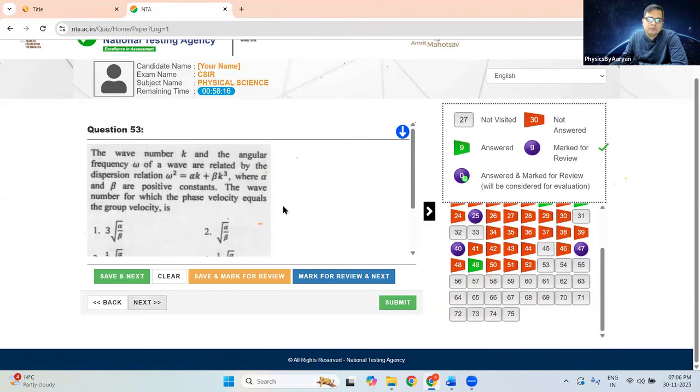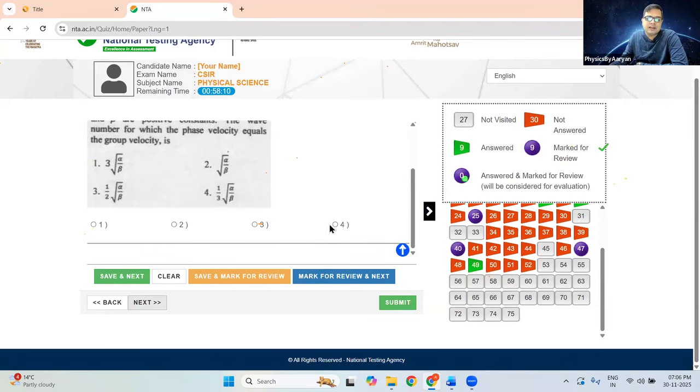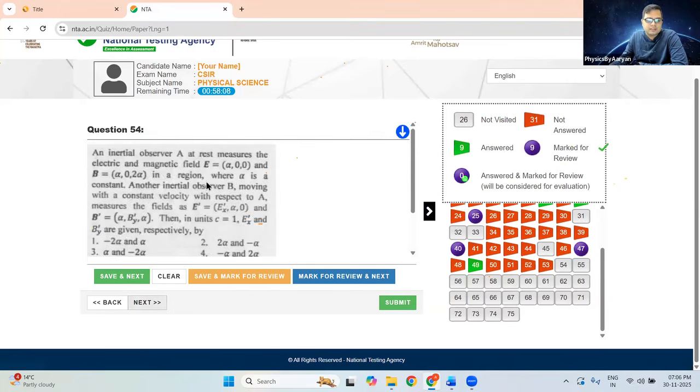Everyone knows phase velocity is omega by k and group velocity is d omega by dk. Omega relation is given to me, all I have to do is differentiation. See, the question was easy. Next, okay, electric field, initial observer E and B, relativistic electrodynamics.